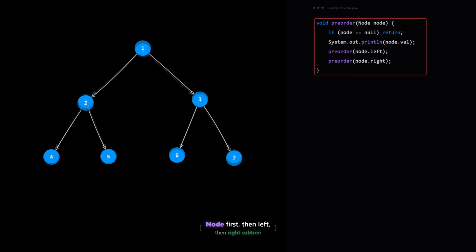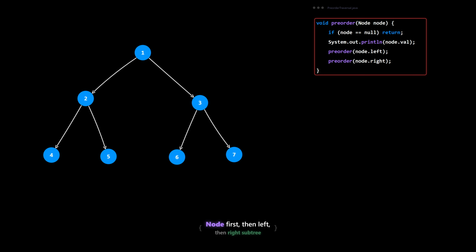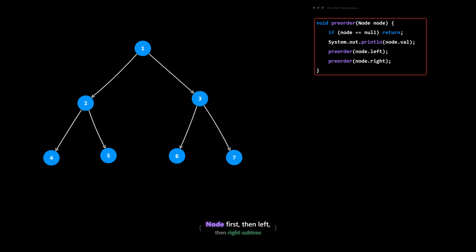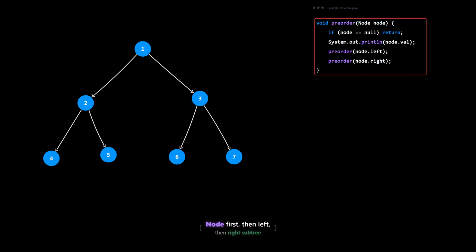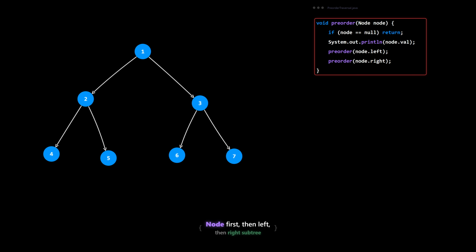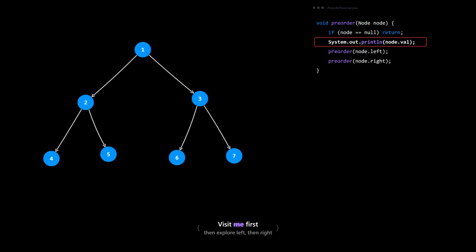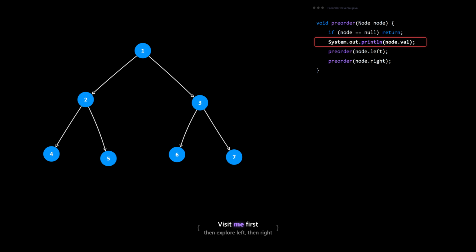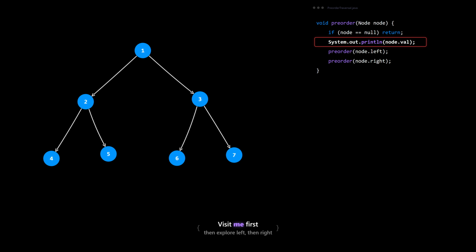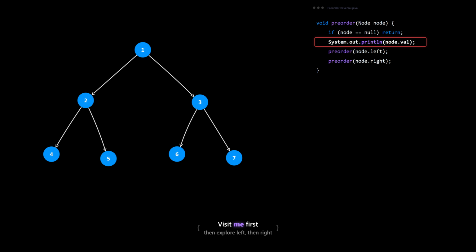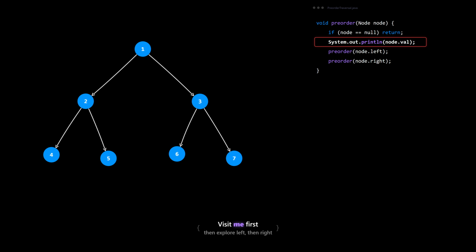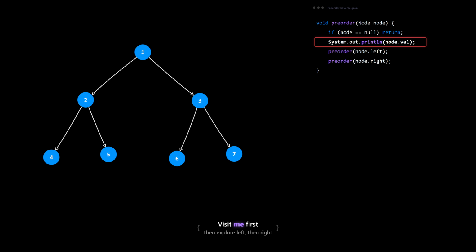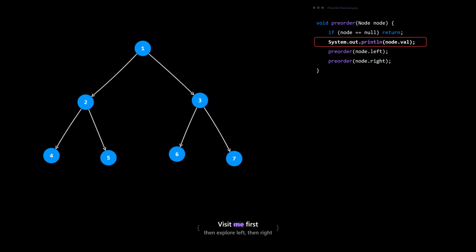Preorder means visit the root or current node first, then go left, then go right. Every time you land on a node, you output it immediately before touching either subtree. That's the rule. Look at the print statement, it comes before the two recursive calls. That single placement is what makes this preorder. Move it between the two recursive calls and you get inorder. Move it after both and you get postorder.